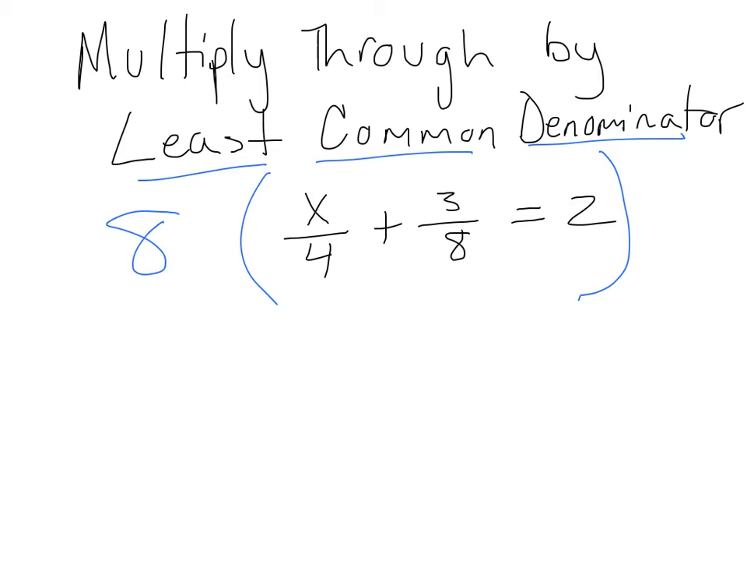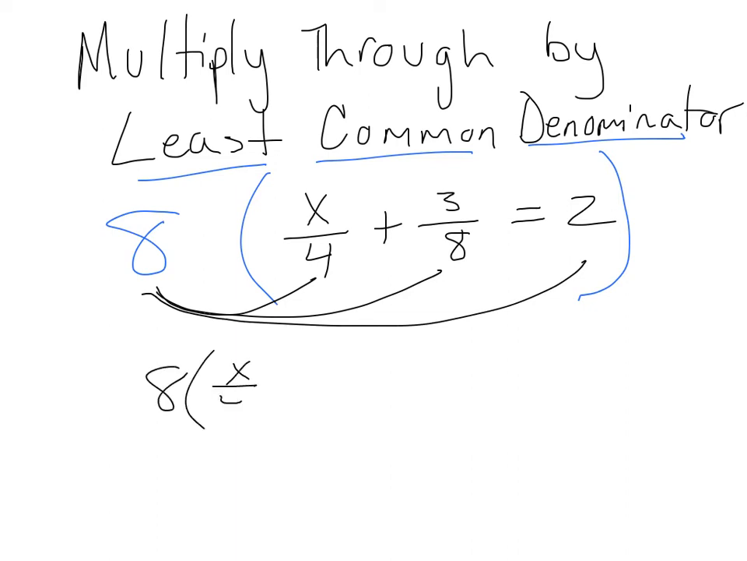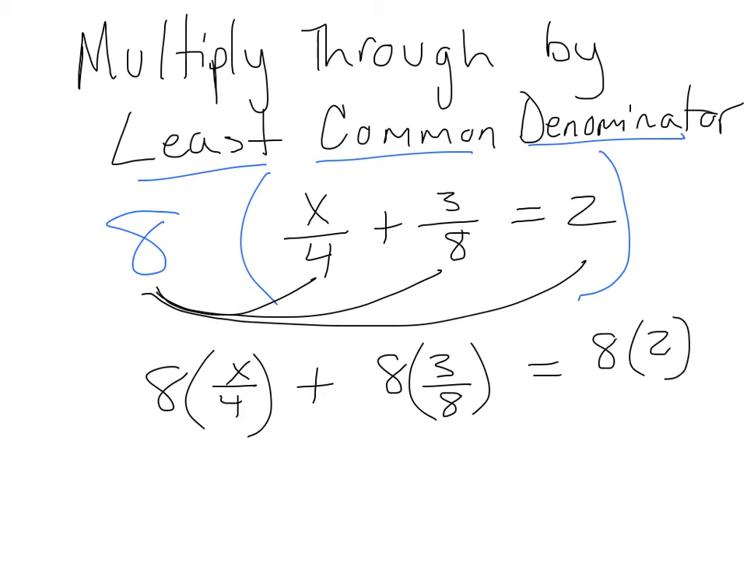So it's like a triple rainbow in this case, triple upside down rainbow as pictured here. You've got 8 multiplying x over 4, and 8 multiplying 3 over 8, and 8 finally multiplying this 2 on the other side of the equation. Now that we've multiplied 8 by everything, we haven't changed anything because we did the same thing to everything.